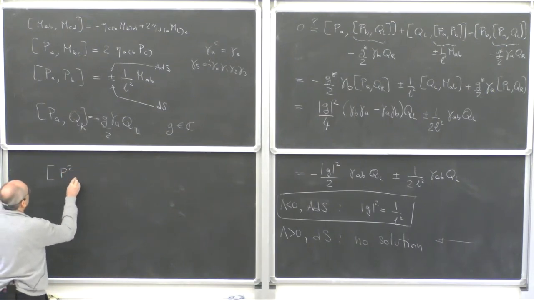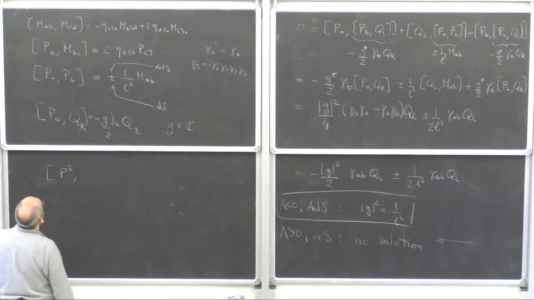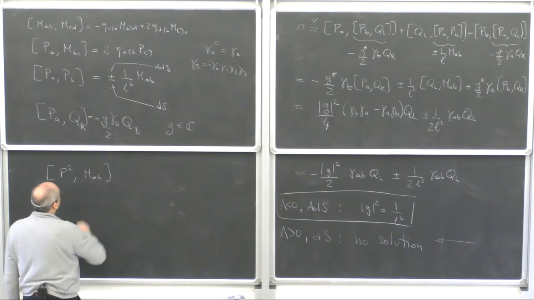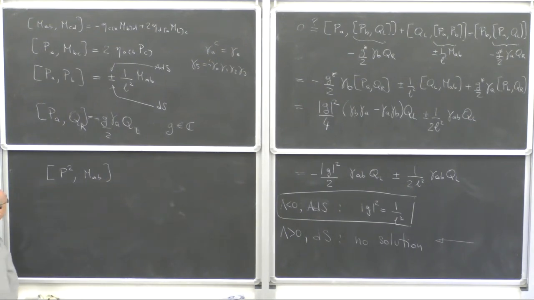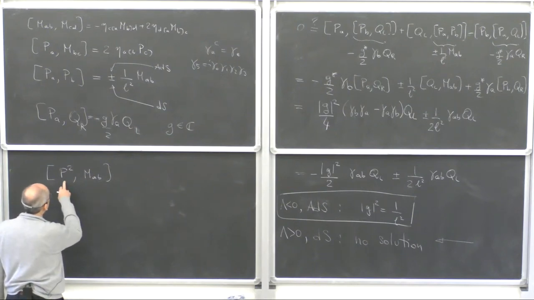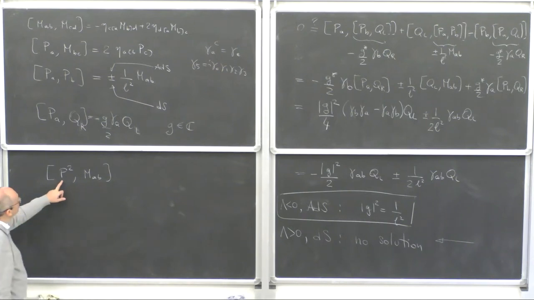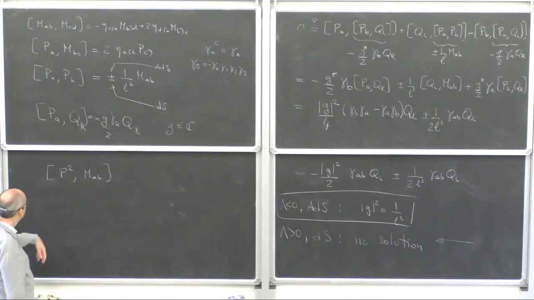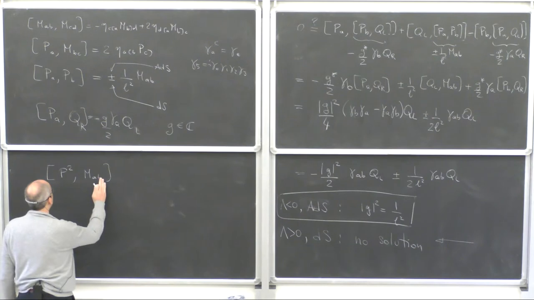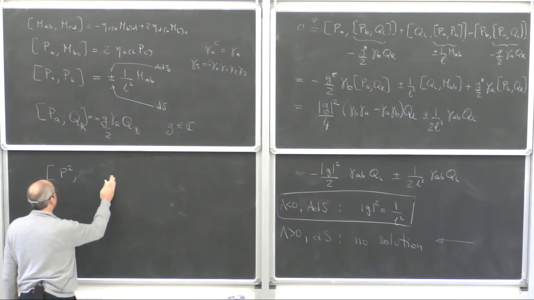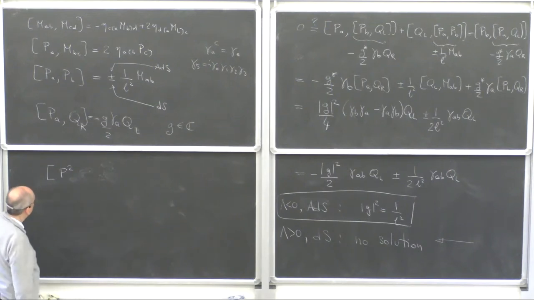If you take p squared, let's say, with M_AB, you would expect this to be zero. Well, maybe that's not exactly what I want to do. I want to take really the Casimirs of my algebra, probably. Okay. Let's do the following.